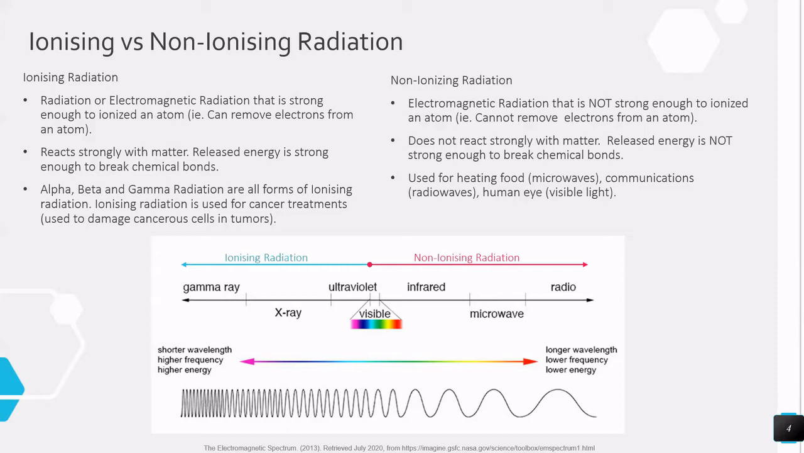Non-ionizing radiation is radiation that does not react strongly with matter and is not strong enough to ionize an atom. Non-ionizing radiation is used for many applications, including heating food in a microwave, communication through radio waves, and is how the human eye is able to see visible light.